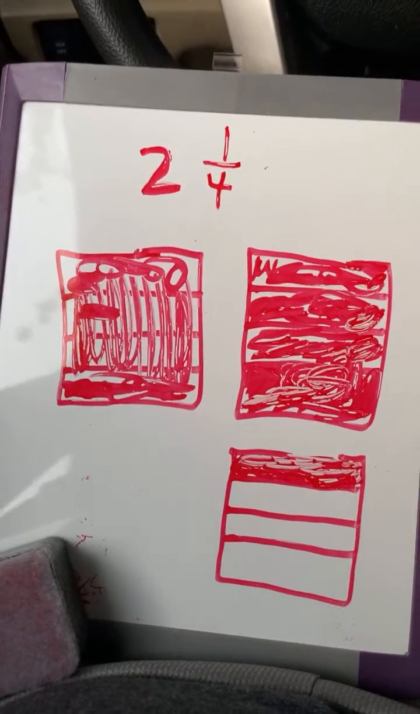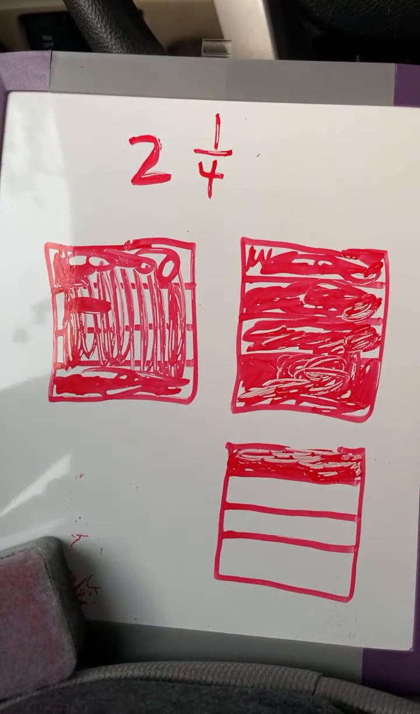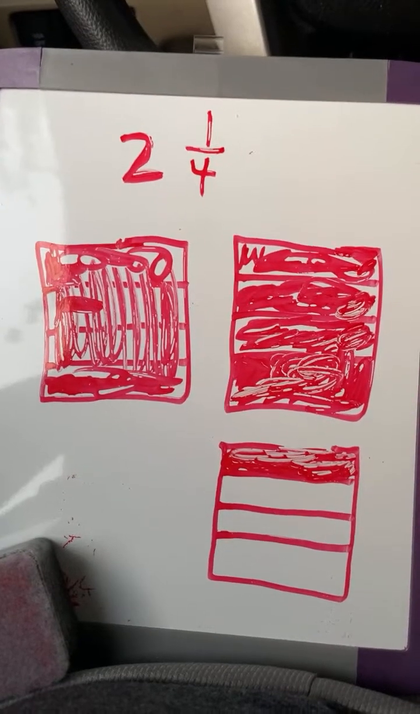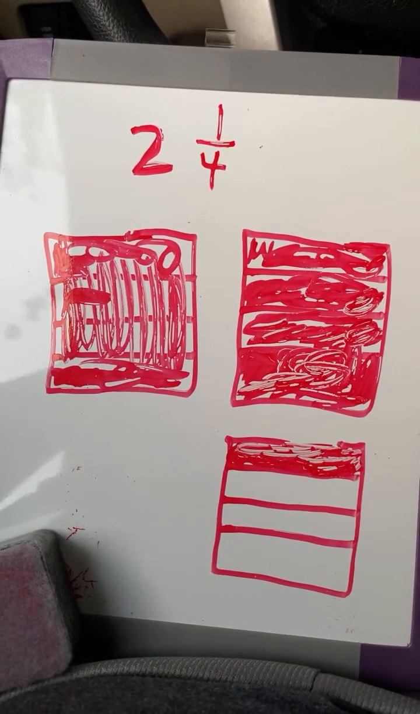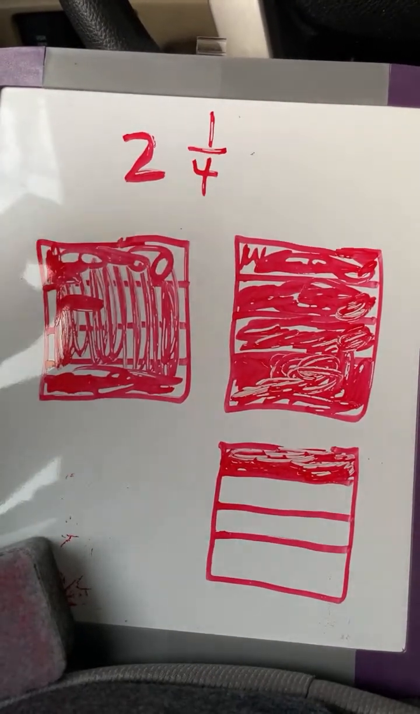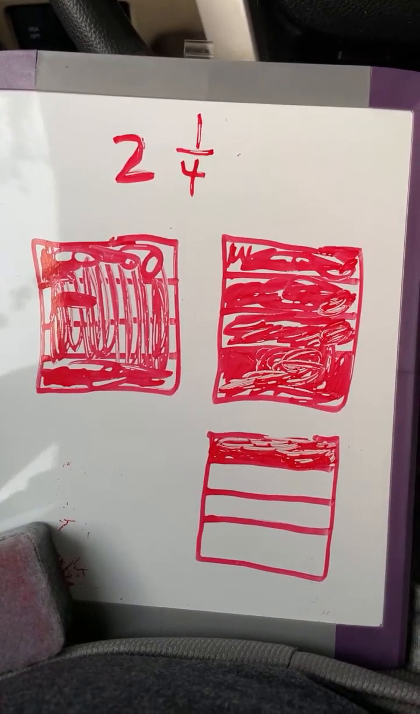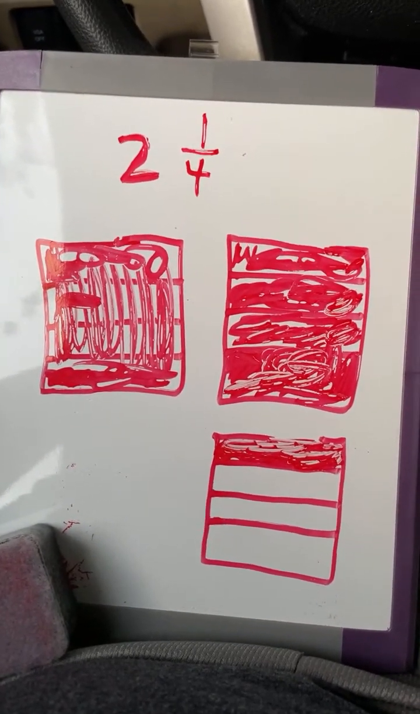And that is our fraction model that represents 2 1/4. So we have 2 squares where 4 of the 4 parts are shaded, and then we have 1 square where 1 out of the 4 parts is shaded. And that is our model representing 2 1/4.